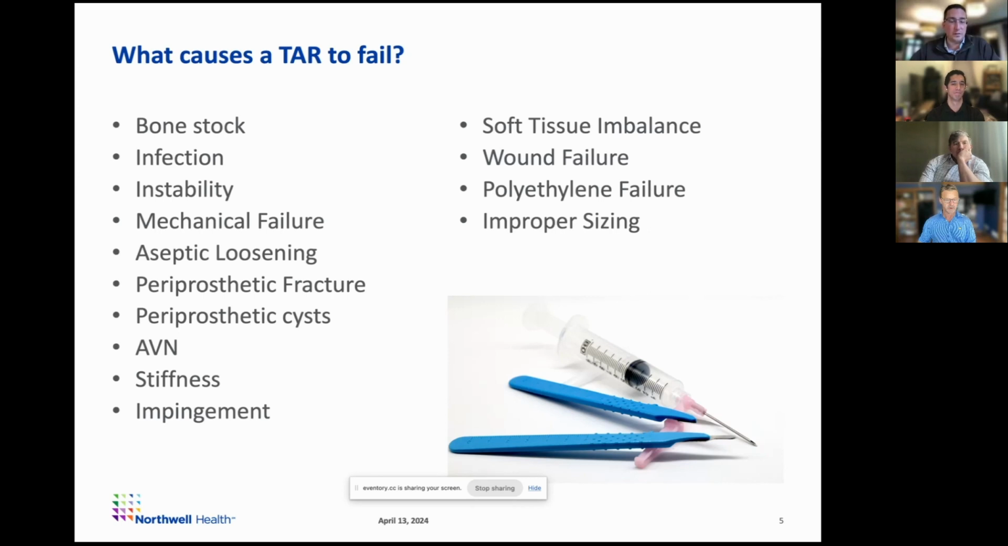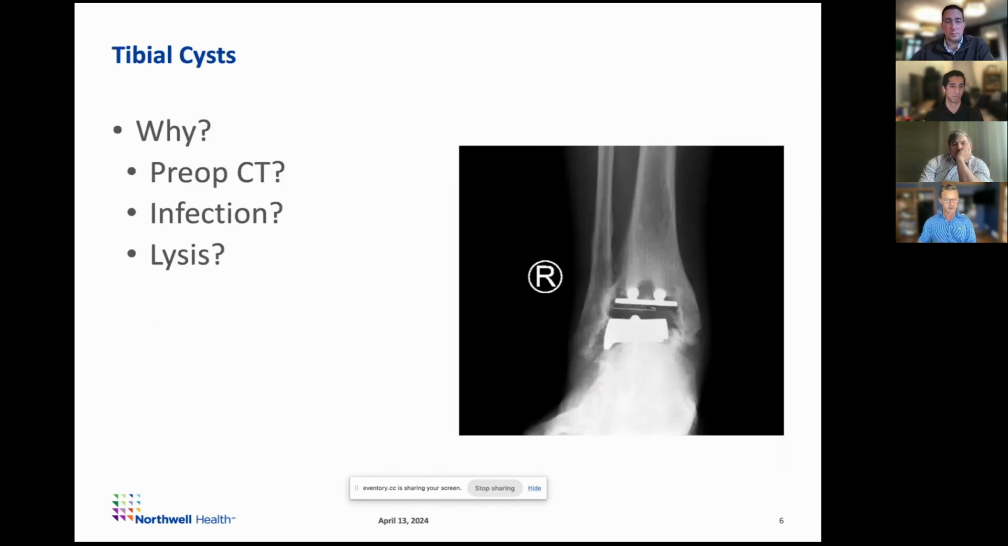The cysts, as mentioned before. Even with all these advanced tests, we can sometimes predict good bone, but we may encounter bad bone, or the bone may decline over time for a variety of patient-related factors. Patients can be unhappy with stiffness. They can be unhappy with impingement, soft tissue imbalance. If we're not fully correcting it during the surgery, it may lead to a failure.